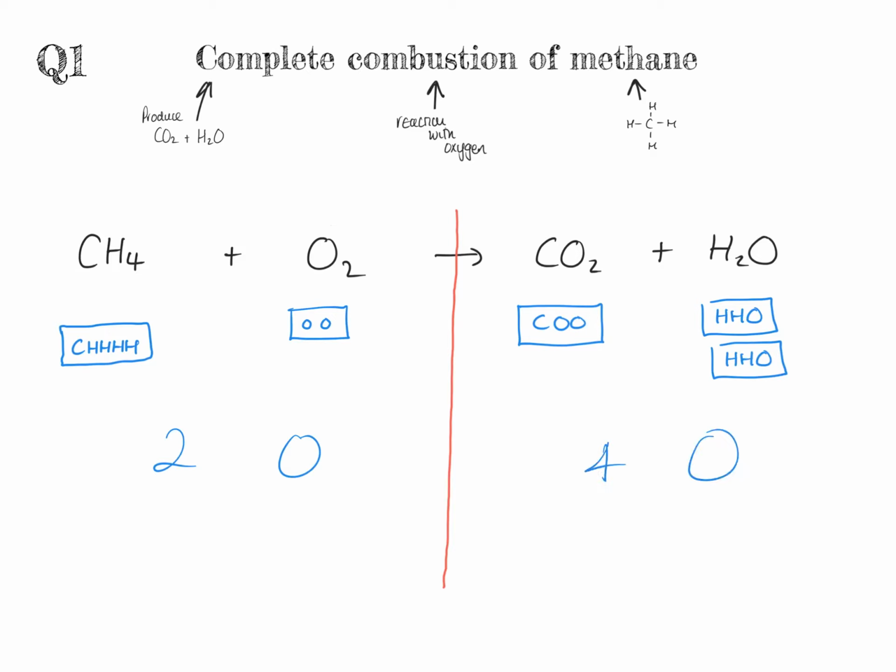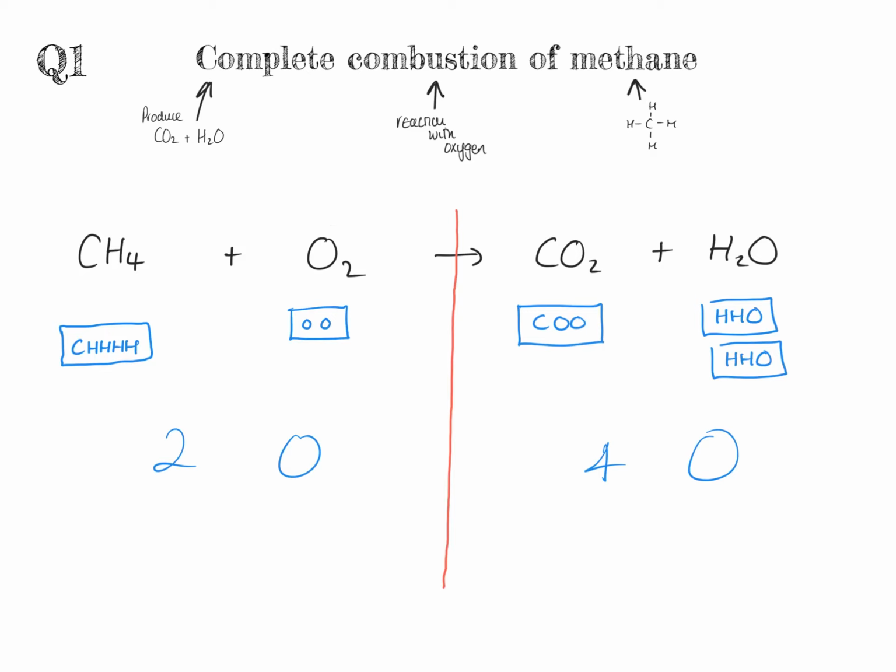And we're in a similar situation as we were with the hydrogens. We've now got an imbalance. So what this looks like at the moment is that you've put 2 oxygens in and 4 have come out, so you've made 2 oxygens out of nowhere. You can't put 2 oxygens in and get 4 out, so we need to balance that.